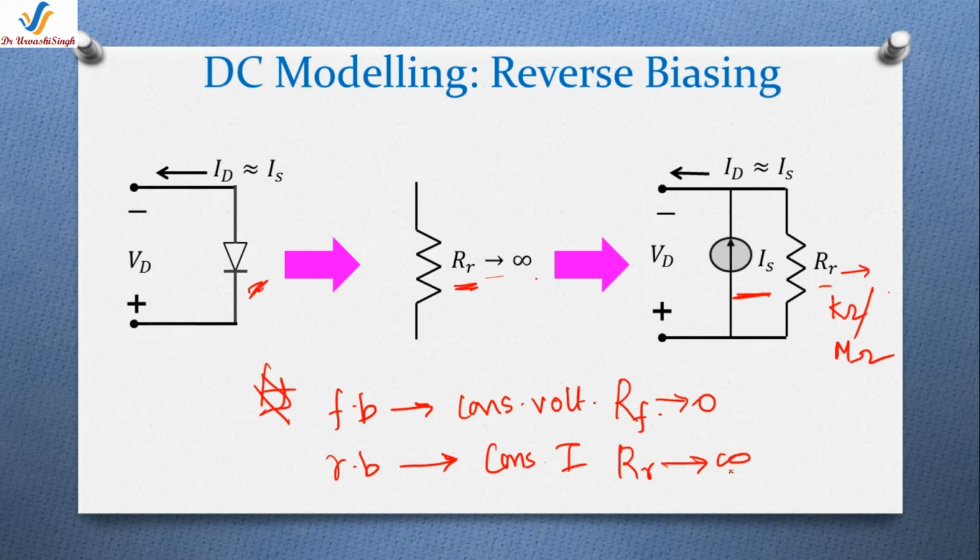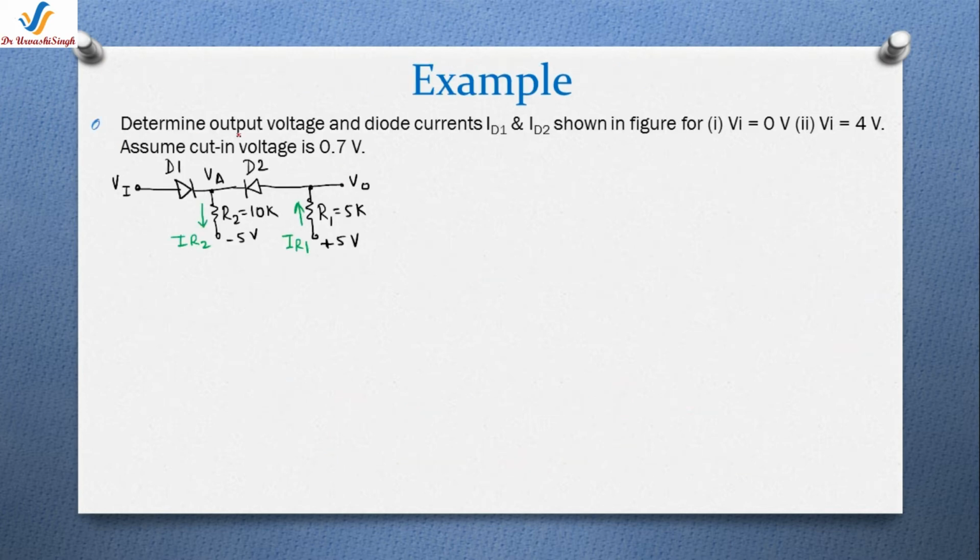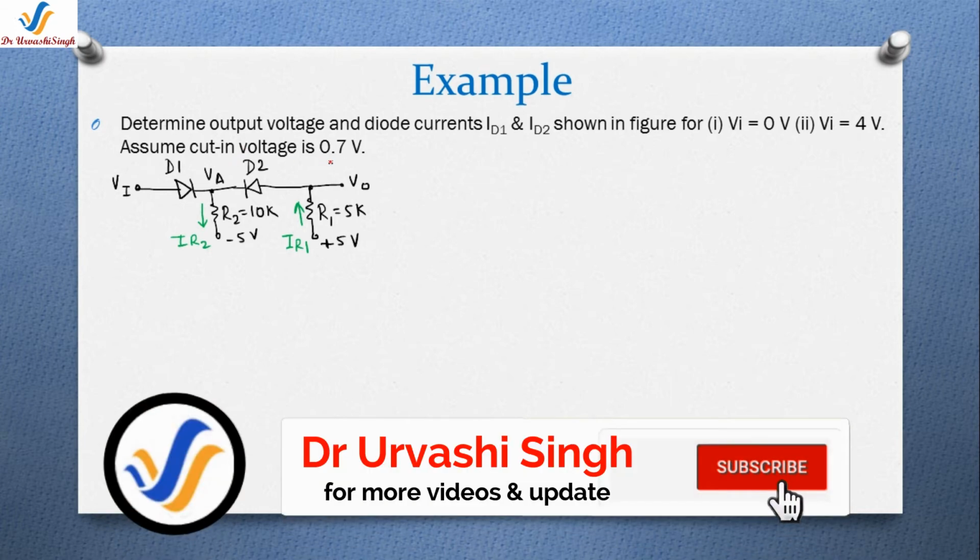Now let's see an example where we will use this DC modeling. In this example, determine the output voltage and the diode currents shown in the figure for V input 0 volt and V input 4 volt. Assume the cut-in voltage is 0.7 volt.